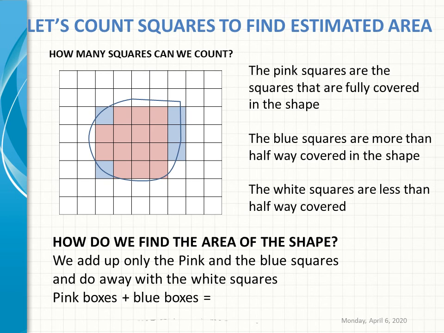Okay? All right. So how many fully covered and more than halfway covered do we have altogether? 19 boxes. So we can see the area of the shape is 19 square centimeters. That's an estimate. Now let's see one more before we go.